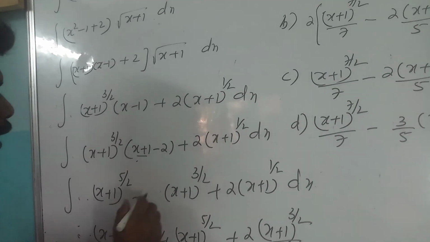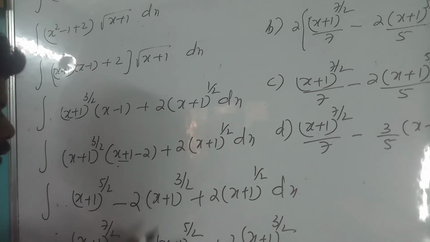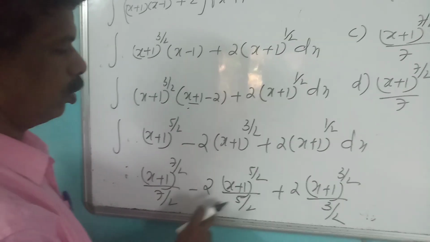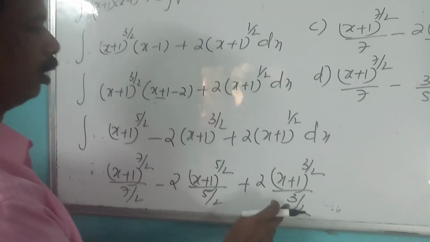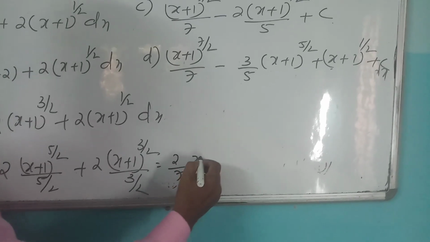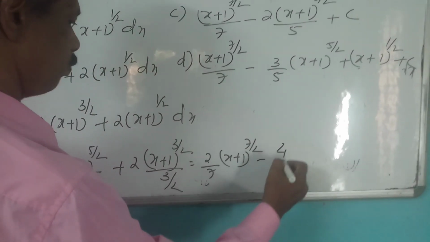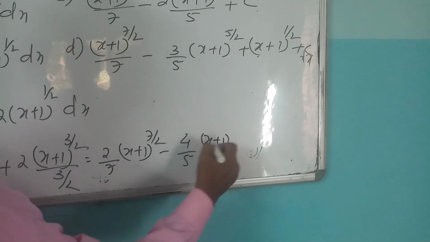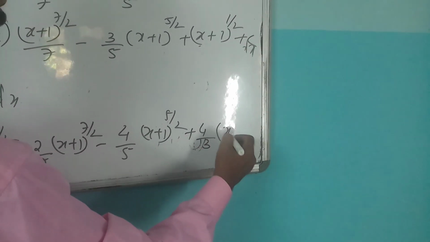That is equal to (x + 1) raised to 7/2 by 7/2, minus 2 into (x + 1) raised to 5/2 by 5/2, plus 2 into (x + 1) raised to 3/2 by 3/2. This 2 comes in the numerator, here also. That is equal to 2 into 2/7 (x + 1) raised to 7/2, minus 4/5 (x + 1) the whole raised to 5/2, plus 4/3 (x + 1) raised to 3/2.